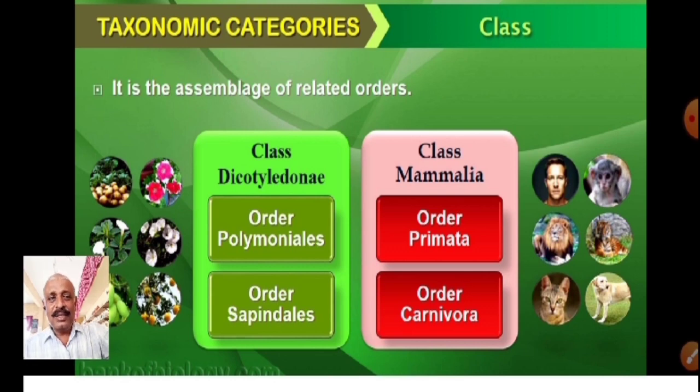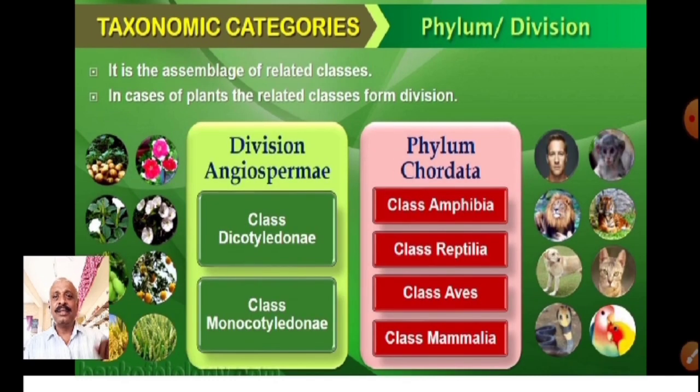And I will move to the next. After the class, the next hierarchy, as you know, concerned with animals, is a phylum. If it is concerned with plants, that is division.